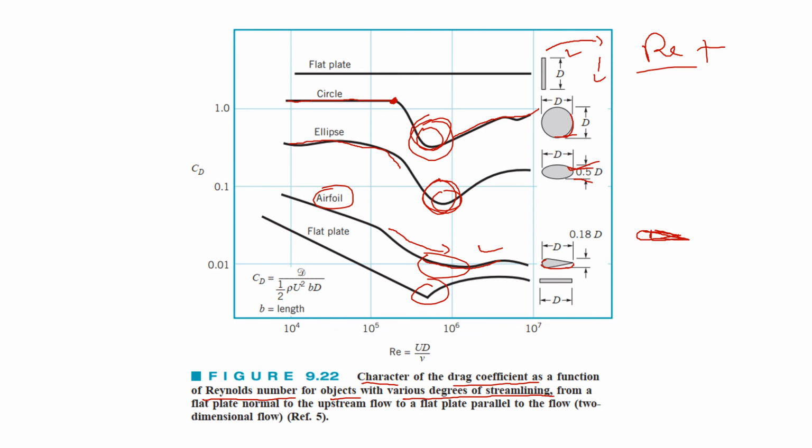And then for a flat plate, the drag coefficient slightly increases with increasing Reynolds number. So we can safely say that for blunt bodies, the drag coefficient actually decreases with the increase in Reynolds number. For streamlined bodies, the drag coefficient actually increases with the increase of Reynolds number, and with the introduction of this conical extension, we can actually reduce our drag coefficient.